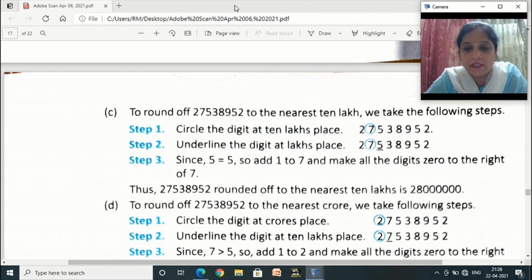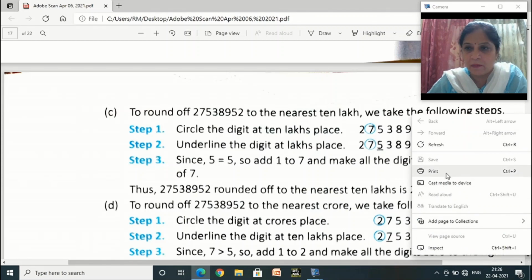Now what is the digit at crores place? 2. Okay, then we will underline the digit at 10 lakhs place. What is the digit at 10 lakhs place? 7. Okay, now since 7 is greater than 5, we will add 1 to the digit at crores place, that is it becomes 3, and make all the digits 0. So where it will be rounded off? It will be rounded off to 3 crore.